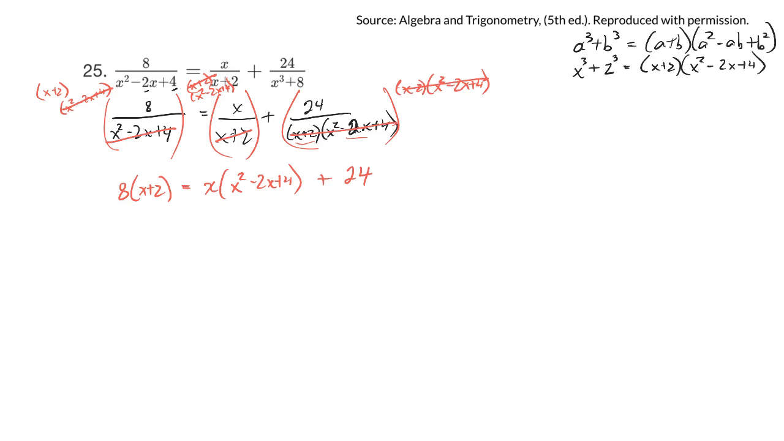Okay, I'll FOIL this out, so that'll be 8x plus 16 equals x cubed minus 2x squared plus 4x plus 24. Now we'll collect everything on the right-hand side. So 0 is equal to x cubed minus 2x squared. Okay, I'll subtract 8x here, subtract 8x there, so it'll be a minus 4x. Then subtract 16, that'll be a plus 8.